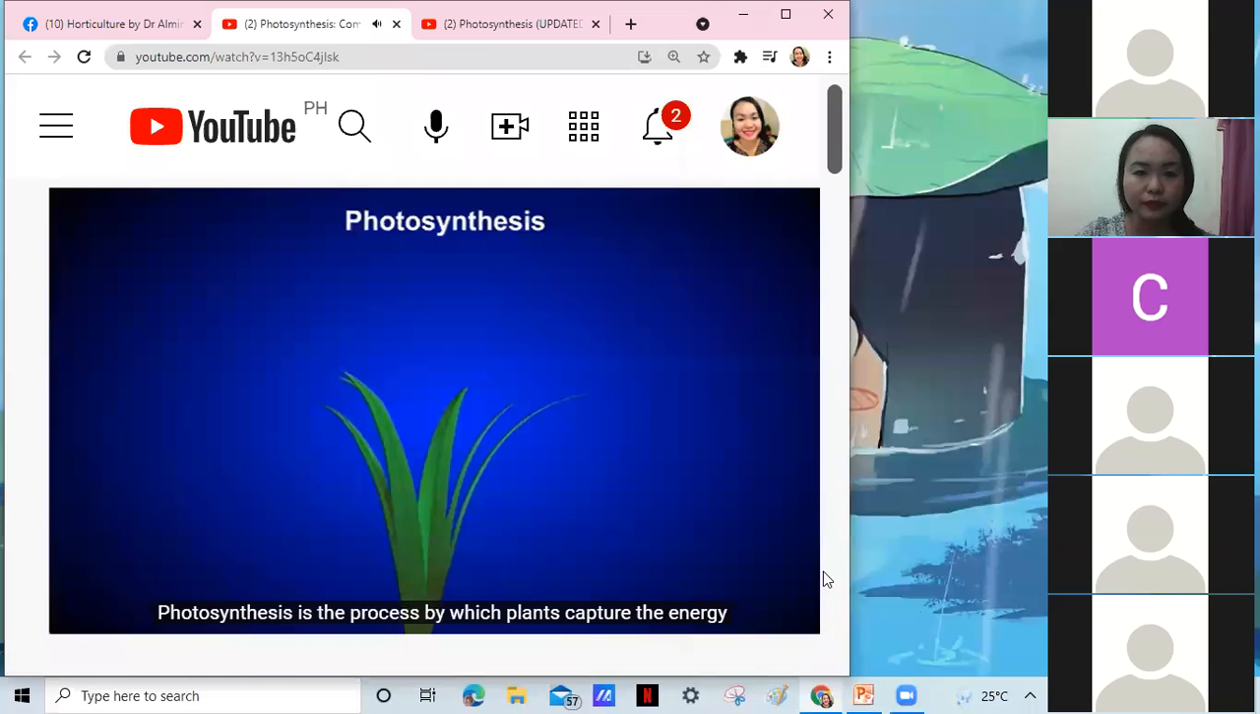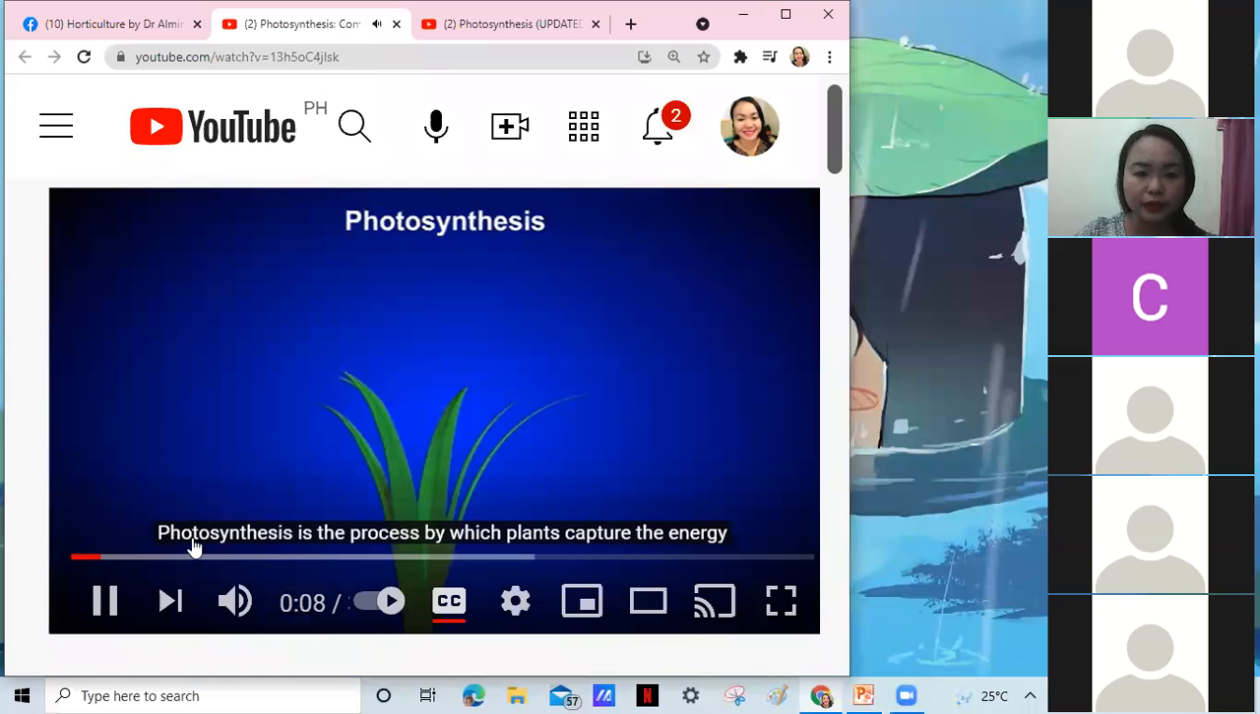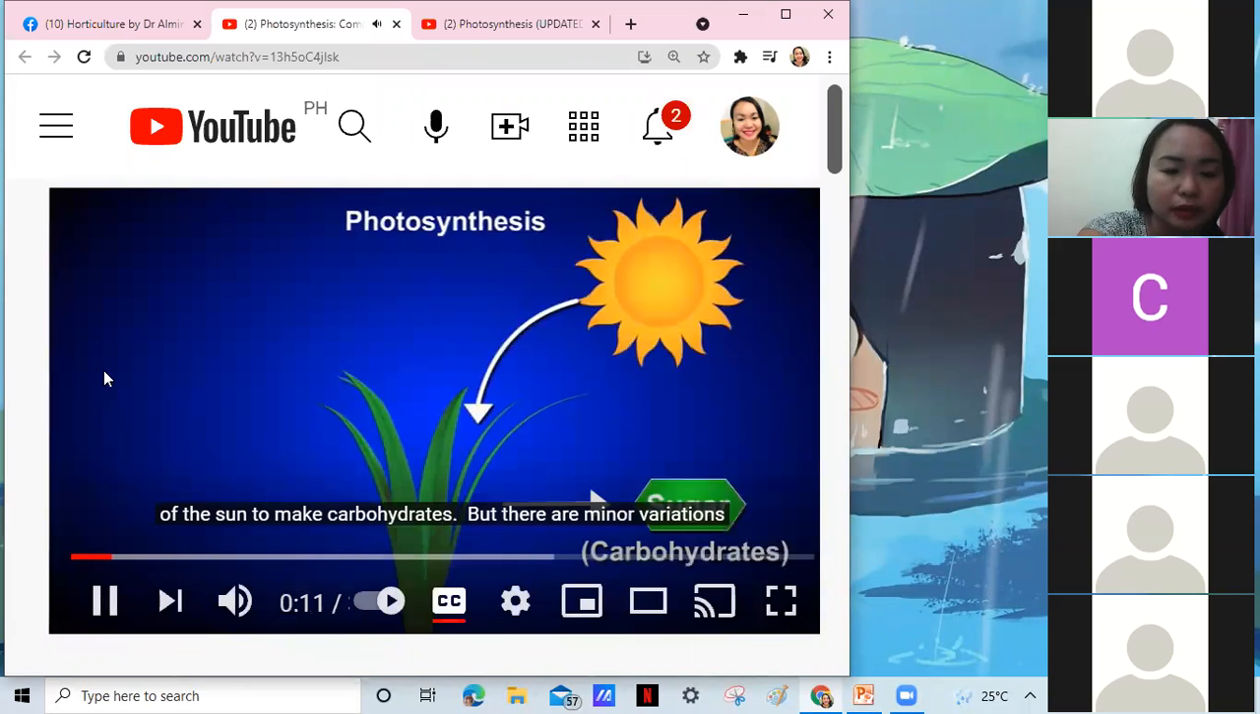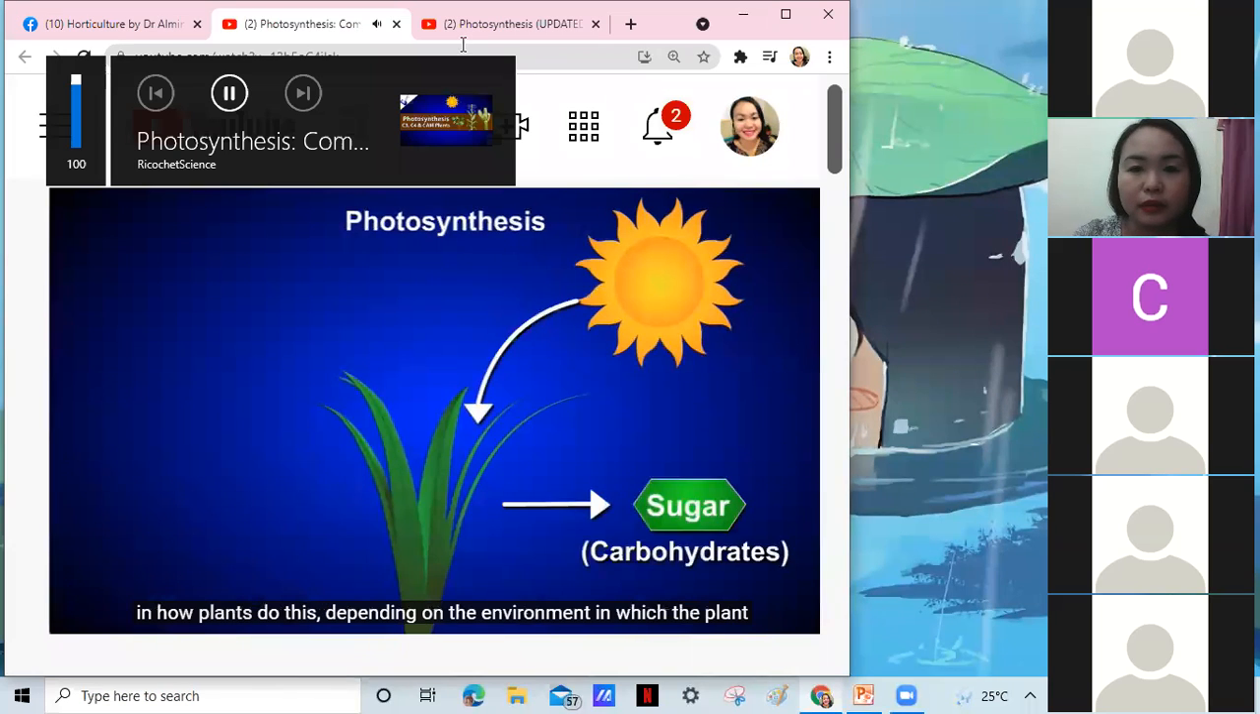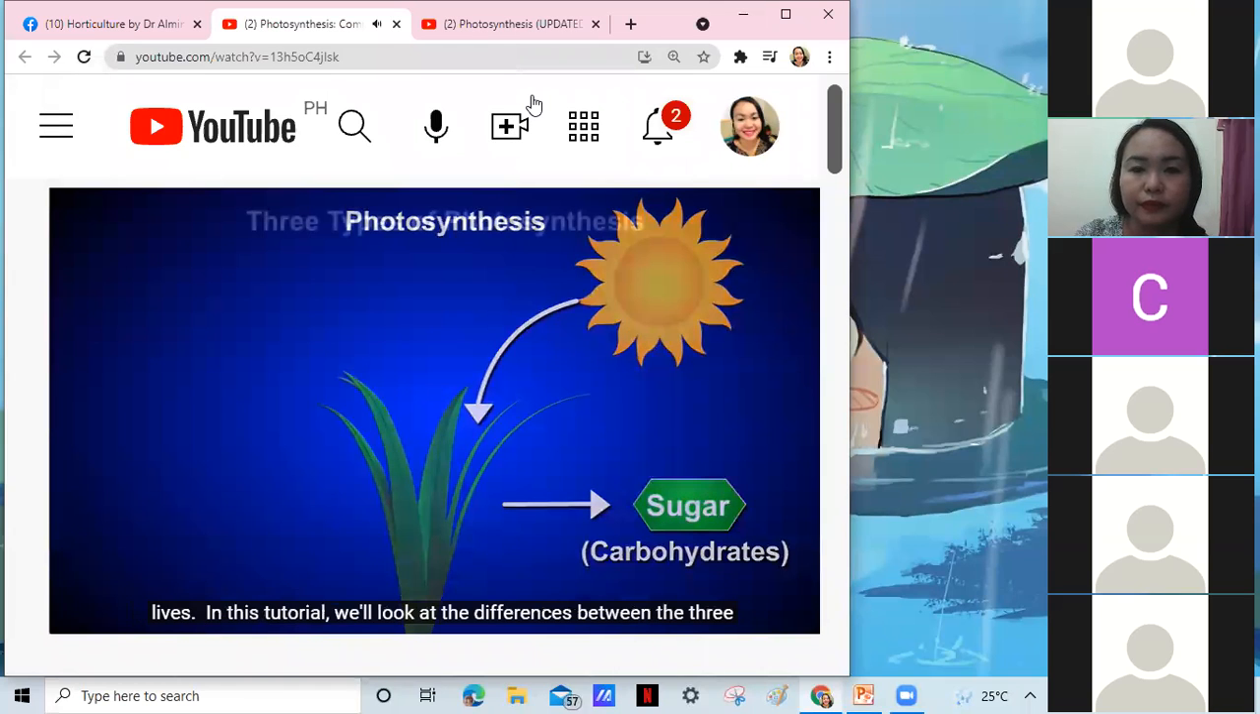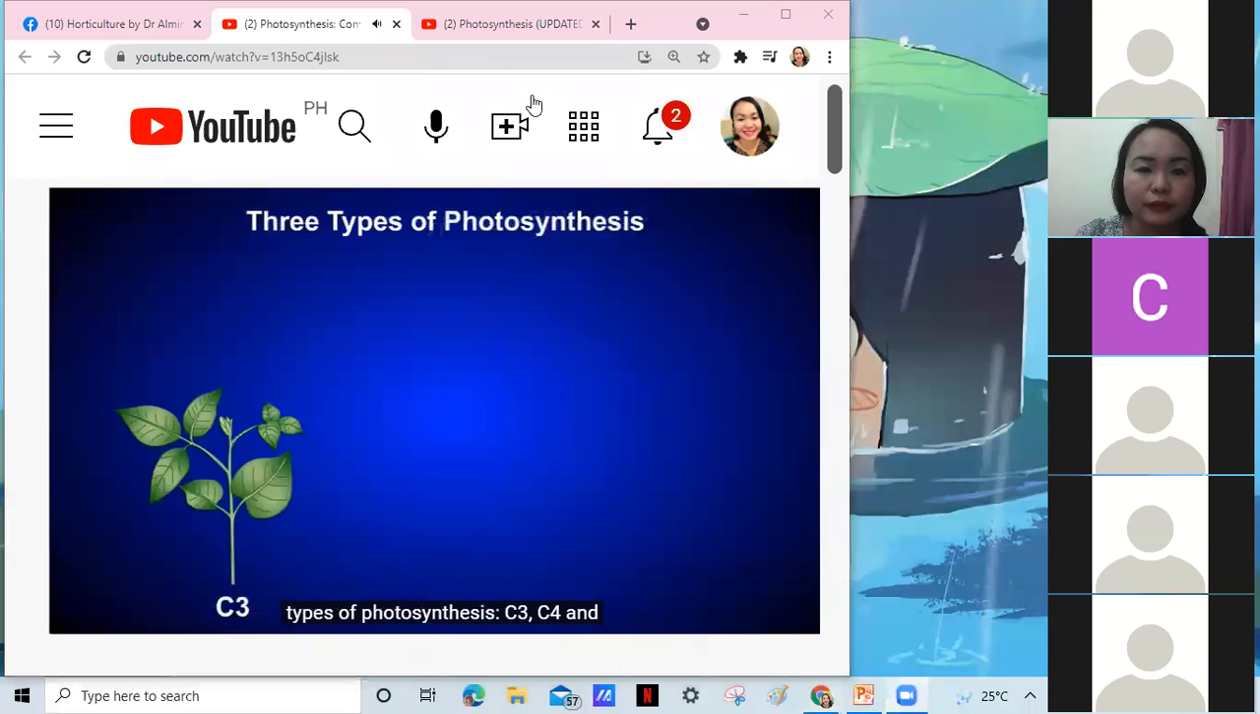Photosynthesis is the process by which plants capture the energy of the sun to make carbohydrates. There are minor variations in how plants do this, depending on the environment in which the plant lives. In this tutorial, we'll look at the differences between the three types of photosynthesis.